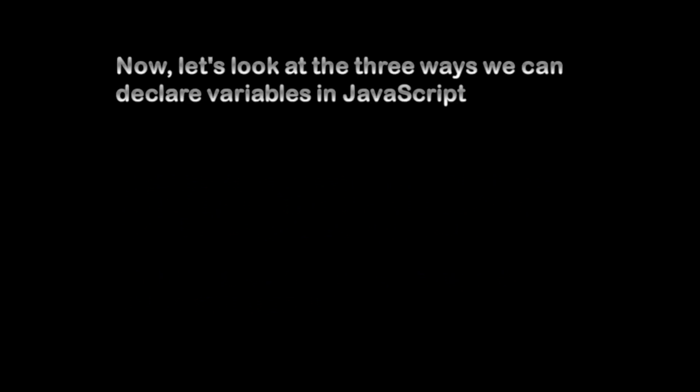Now, let's look at the three ways that we can declare variables in JavaScript. The first way is var, then the second and third are the let and const keywords. So let's start with var first.